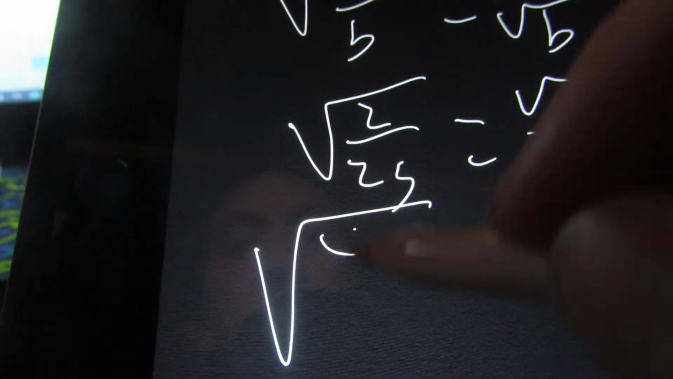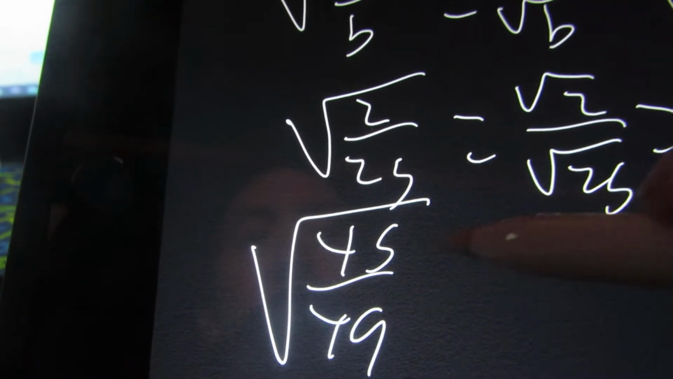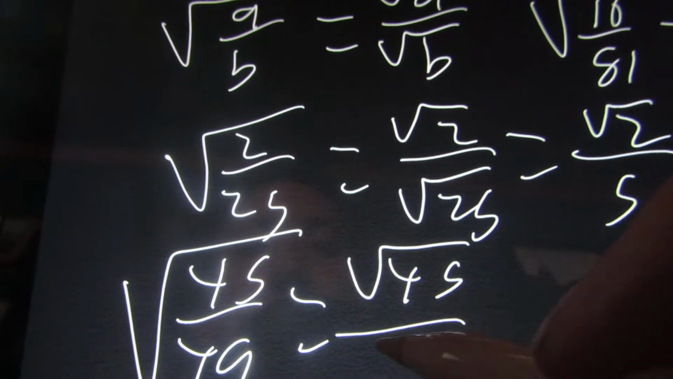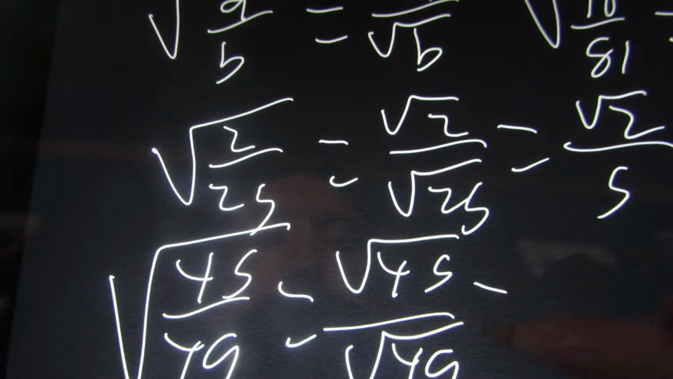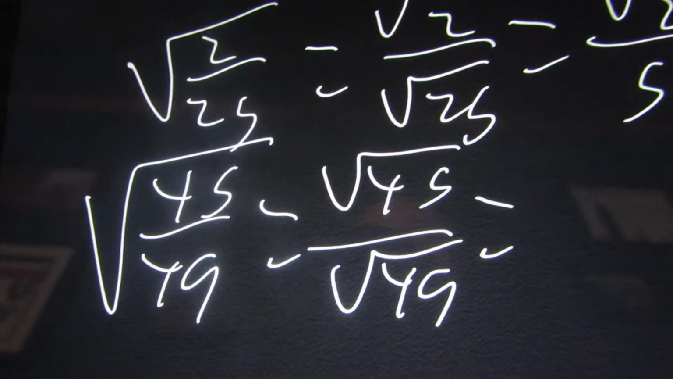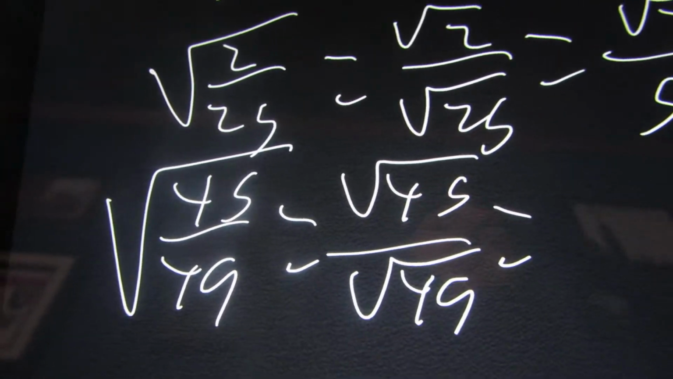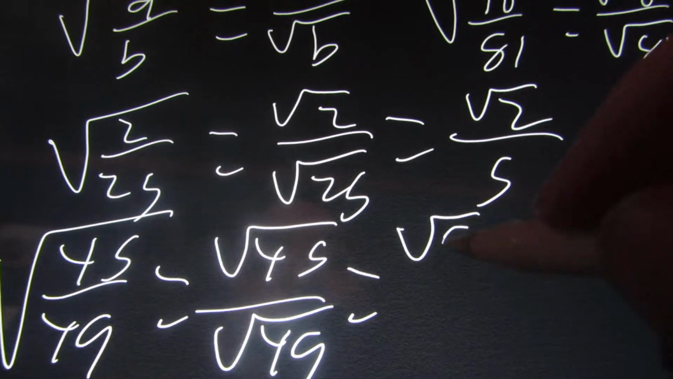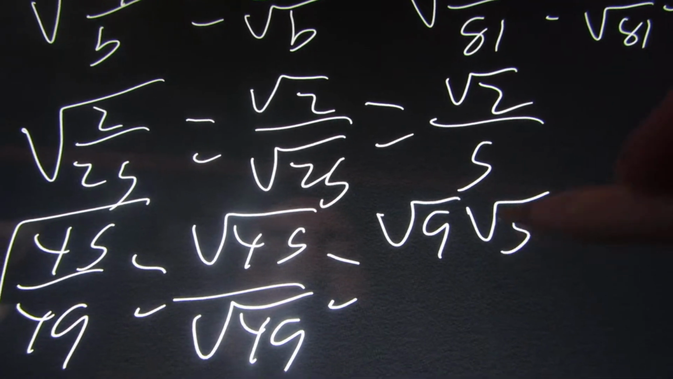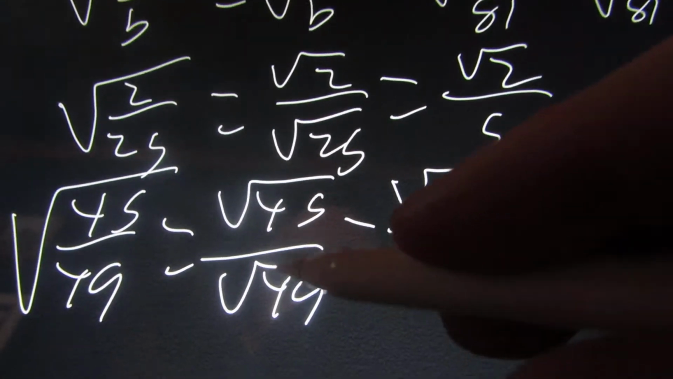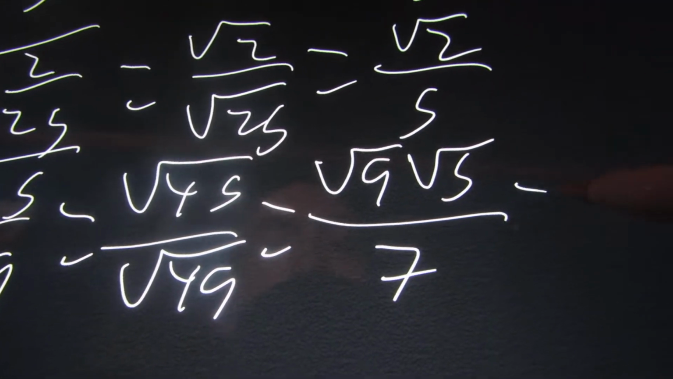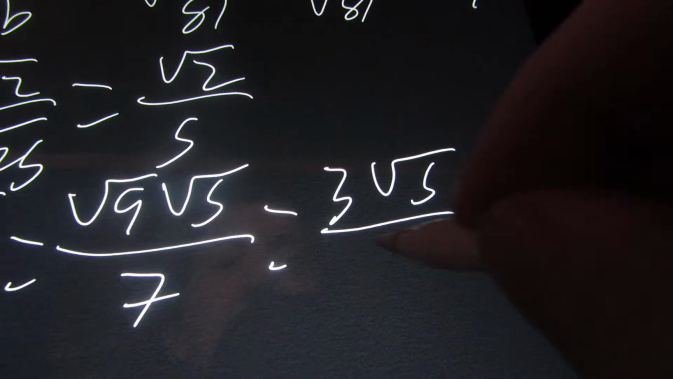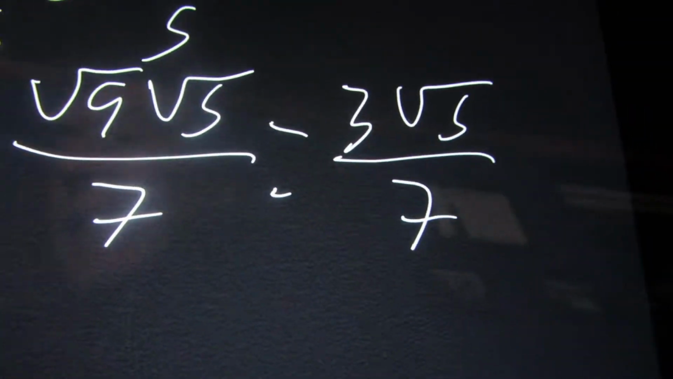Say we have the square root of 45 over 49. We can rewrite this as the square root of 45 over the square root of 49. The square root of 45 isn't a perfect square, but 9 will go into 45 5 times, so we can rewrite this as the square root of 9 times the square root of 5, and the square root of 49 is 7. Now we can take the square root of 9, which is 3, we keep the square root of 5, and we have a 7 in the denominator.